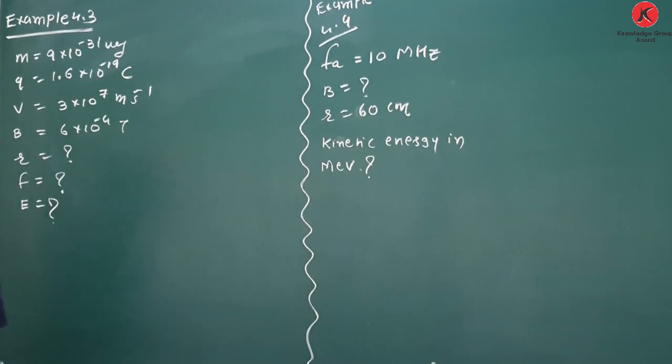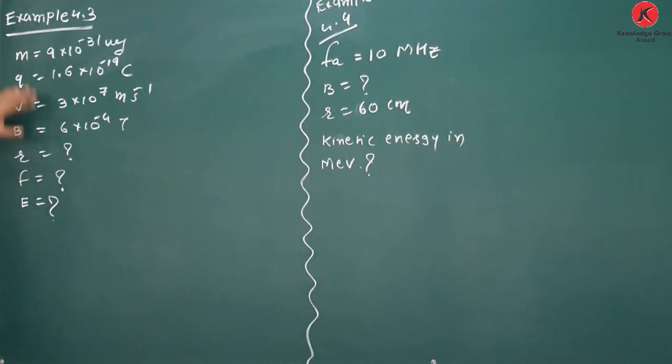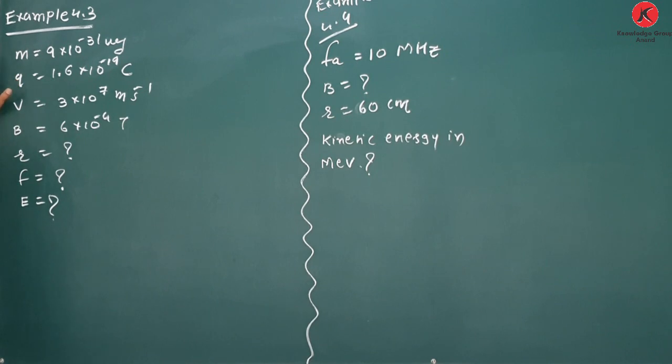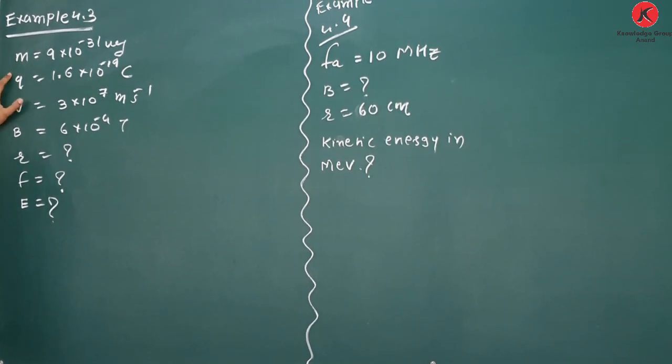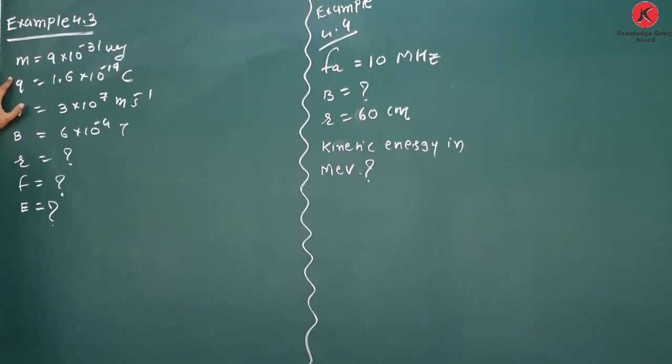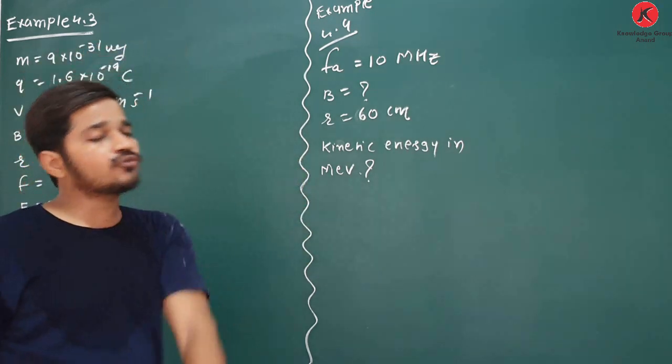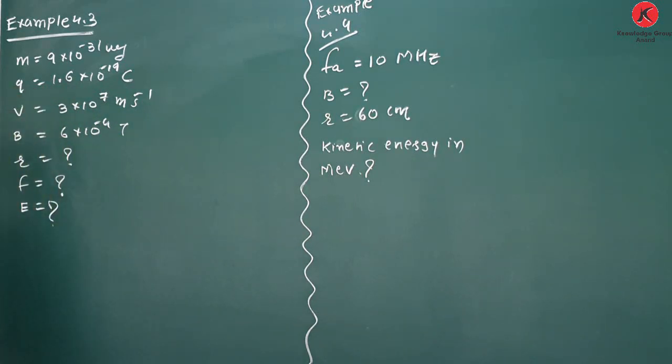See, we have two very simple questions based on this. Example 4.3. An electron is moving. Mass of electron is 9 × 10^-31 kg, charge of electron is 1.6 × 10^-19 C, moving on a circular path with speed v equal to 3 × 10^7 meter per second in a magnetic field B equal to 6 × 10^-4 Tesla. Then your first question is, what is the radius of the circular path of the electron?